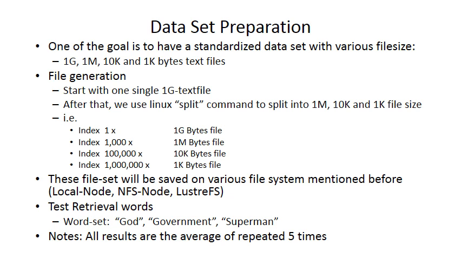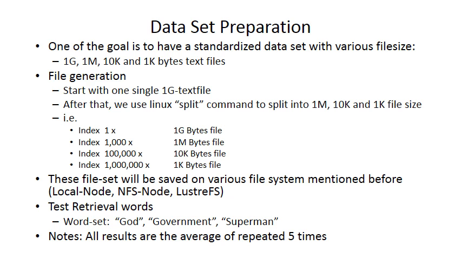So how do we generate these files? We first start with one big 1 gigabyte text file. After that, we use the split command and run some scripts to break it down into 1 meg, 10K, and 1K file sizes. For example, we have one big 1 gigabyte text file, then 1,000 1 megabyte text files, then 100,000 10 kilobyte files, and then 1 million 1 kilobyte files. The content will be the same, so there won't be any delta there.